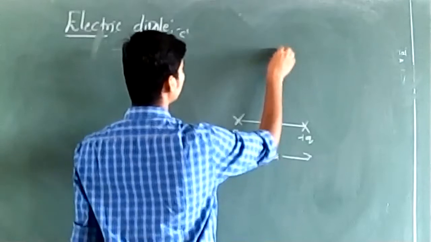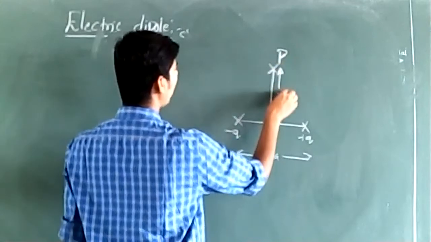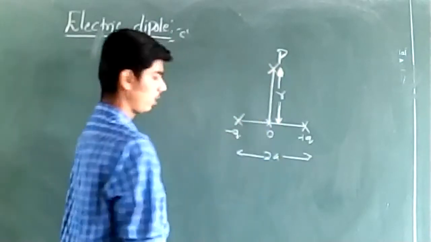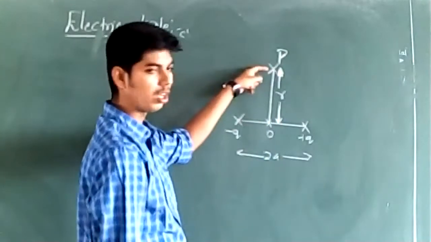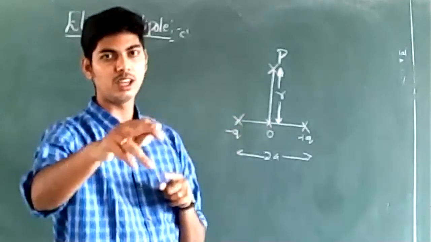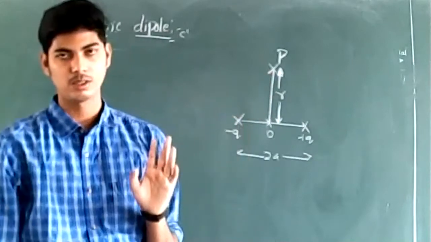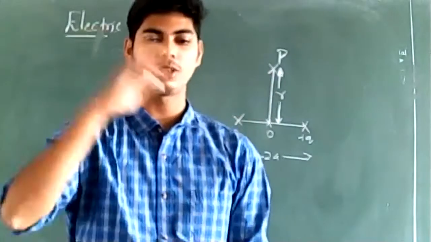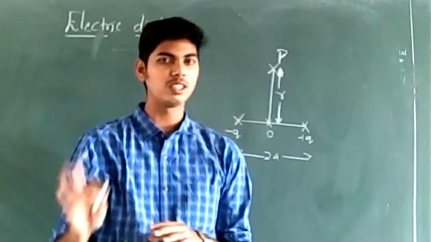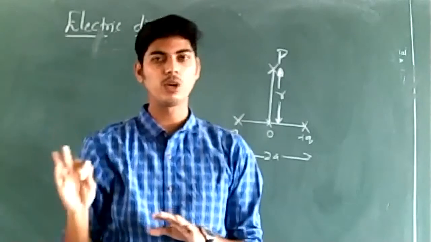Here is a point, let the point be P. P is a point on the equatorial line of the dipole at a distance r from the center of the dipole. Earlier, point P was at a distance r on the axial line. Now point P is on the equatorial line at a distance r from the center. We are not changing the distance; the distance of the point on the axial line as well as on the equatorial line is the same, right? But the positions are different. Earlier it was on the axial line, now that point is on the equatorial line.